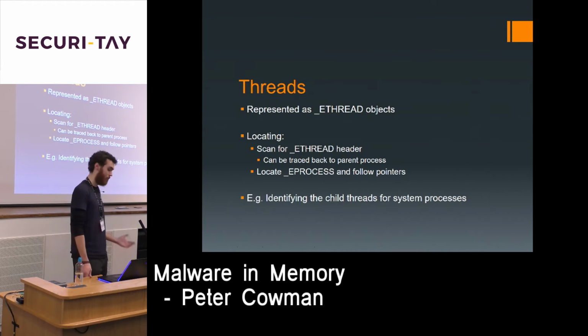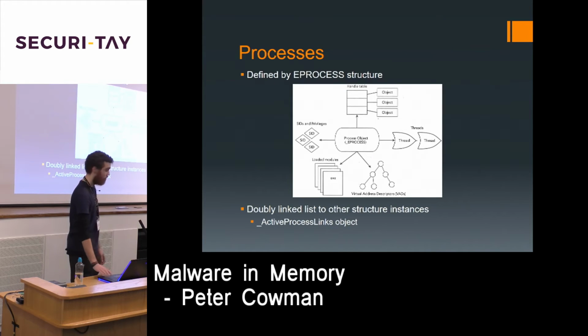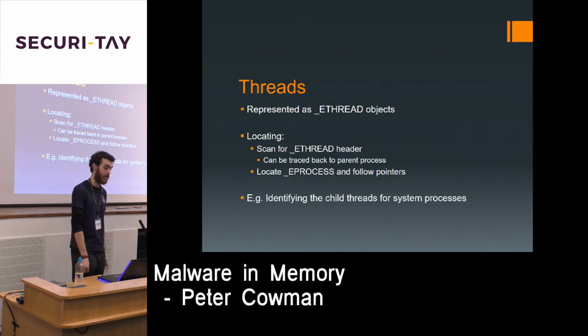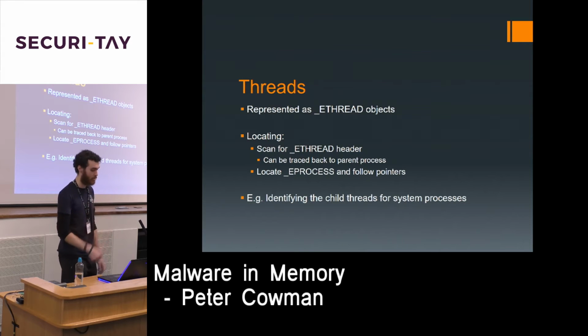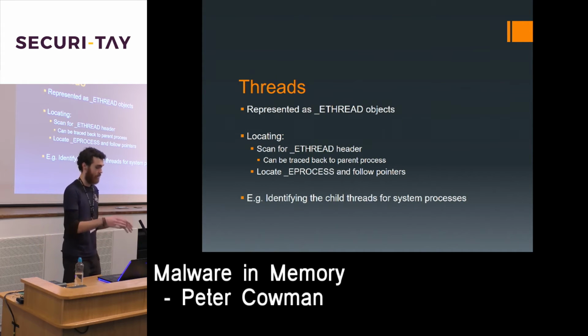So following on from that, you've got your threads, which are just one step down. Each of those thread sections on the right will be a pointer to an eThread object. Again, same kind of thing as processes. You can just scan for the eThread header. It has set patterns, and then trace back to the parent process if you want to find out ownership. Or you can go the other way around, try and locate threads by enumerating everything that belongs to a process.